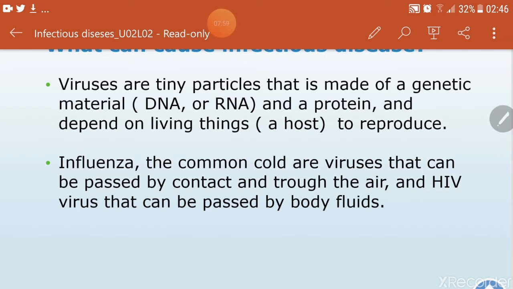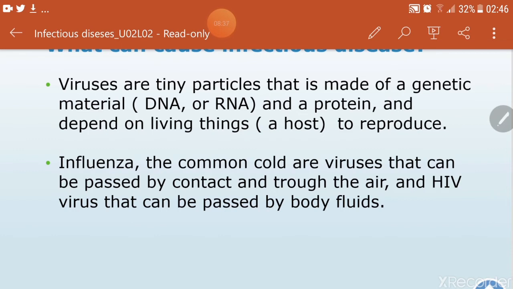Influenza and common cold are viruses that can be passed by contact and touching or by the air. There is a mistake here. I will correct it. Actually, I found also some grammar mistakes. I will correct, then I will resend this PowerPoint. It's okay. So by contact or touching, or by coughing, sneezing. So touching or through the air.